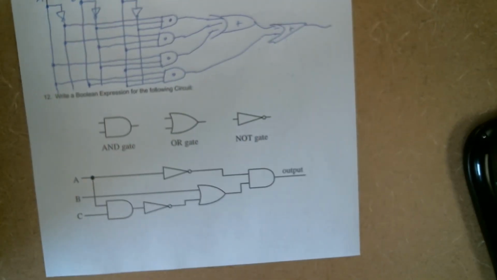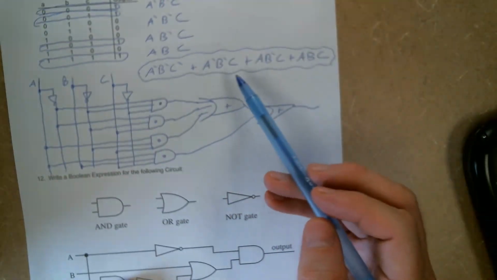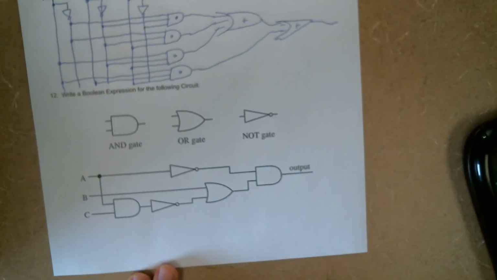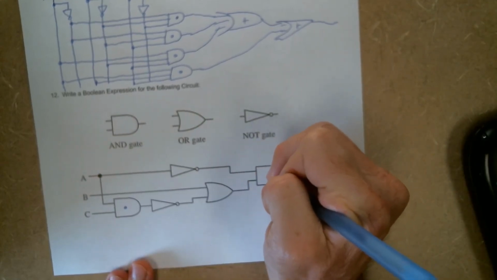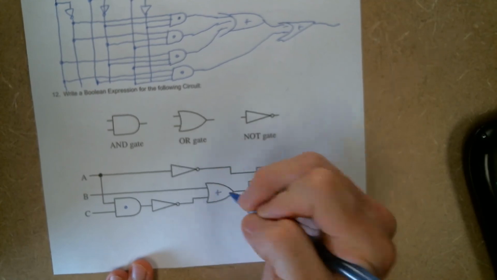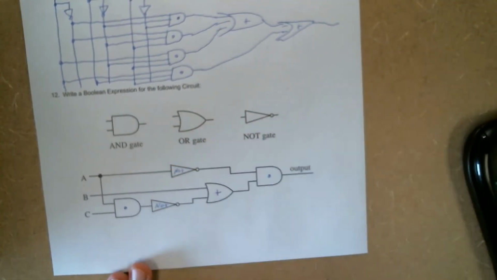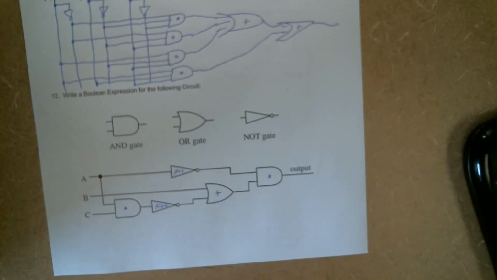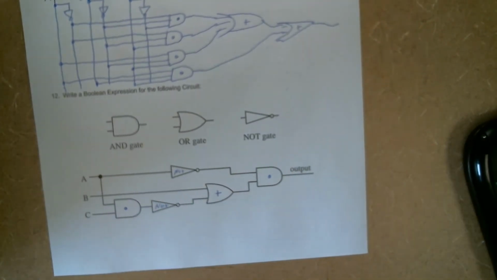All right. Last but not least, write a Boolean expression for the following circuit. So we're going to take this circuit diagram and turn it into something that looks like this up top here. If we notice, we have 2 AND gates, 1 OR gate, and 2 NOT gates. So when I'm writing my expression, I should be expecting to have 1 addition, 2 multiplications, and 2 negations.